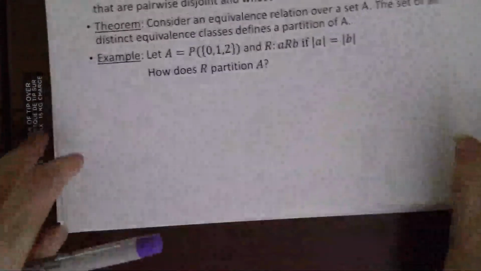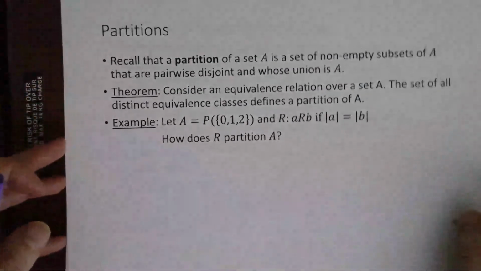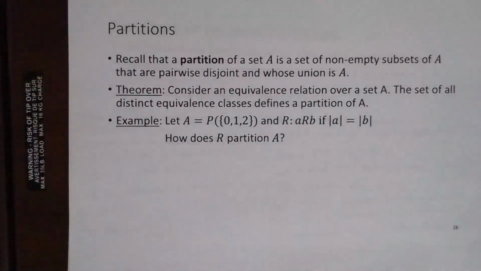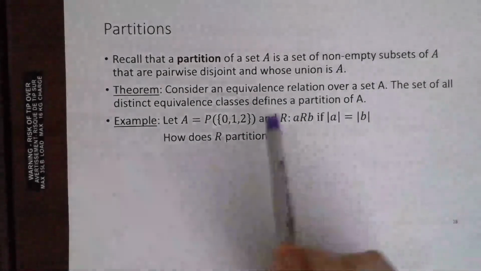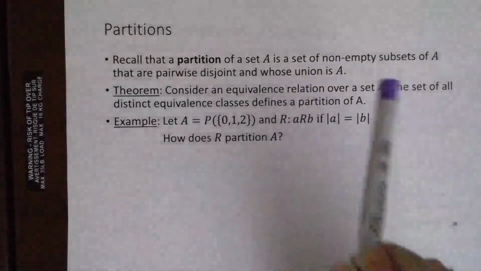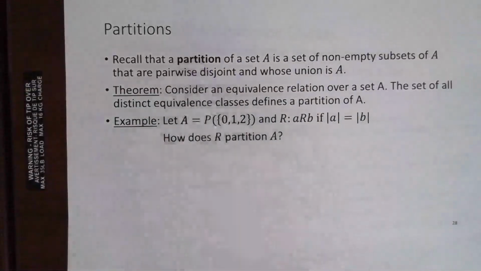Oh, we saw this a long time ago when we talked about partitions. These equivalence classes partition the domain that we have the relation defined on. Recall we have a partition. We did this way back in chapter 2, I think. If we have non-empty subsets that are pairwise disjoint and their union is A, that's a partition, and that's exactly what we get with these equivalence classes.